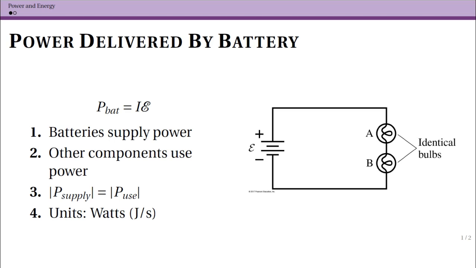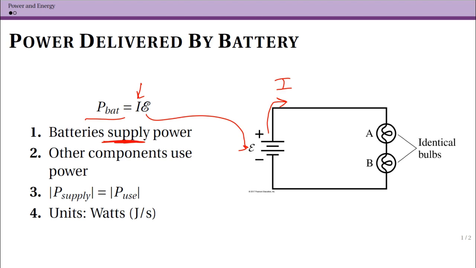So when we think about the power delivered by a battery, we have the current out of the battery, so that would be like this I, and then we have the EMF of the battery, which is, for an ideal battery, just the potential difference across the battery. So that's the power that is being delivered by the battery. Our batteries are supplying power to our circuit.